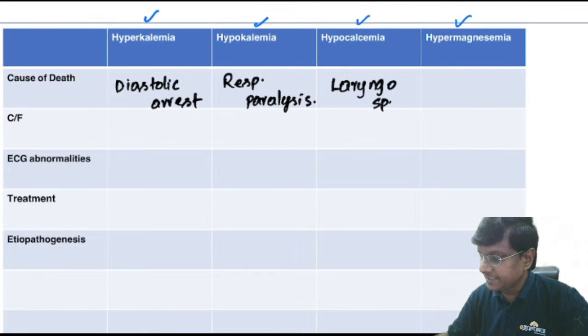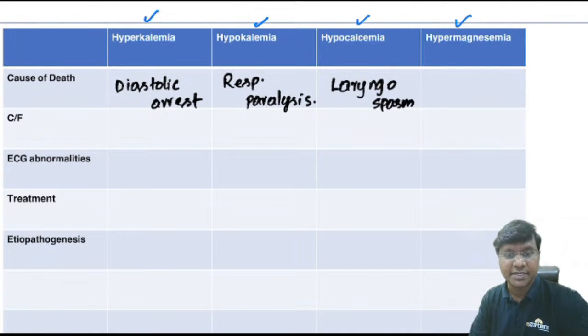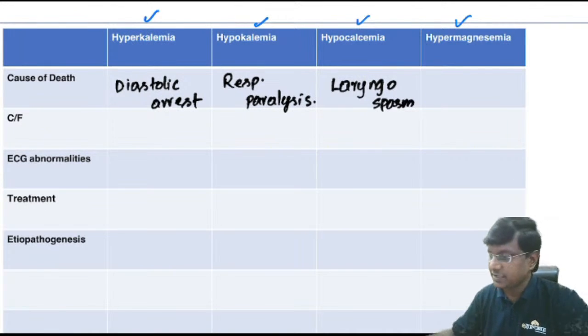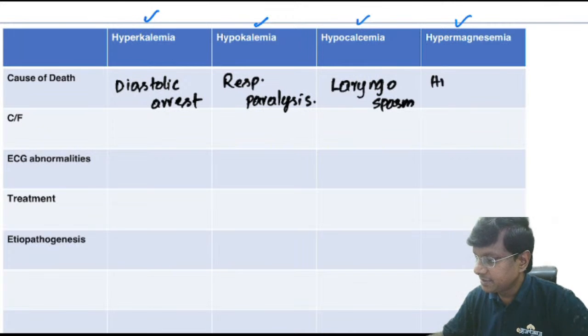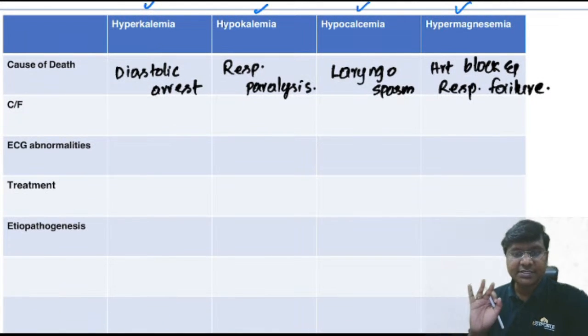The next important one is hypermagnesemia. Hypermagnesemia is another important electrolyte abnormality that can occur in renal failure, and the cause of death in these patients will be heart block, and it could also be respiratory paralysis causing respiratory failure. So these are the four important electrolyte abnormalities that can happen in renal failure.